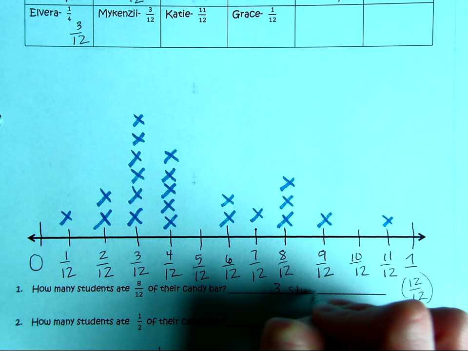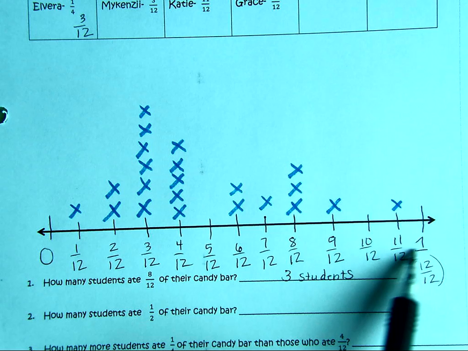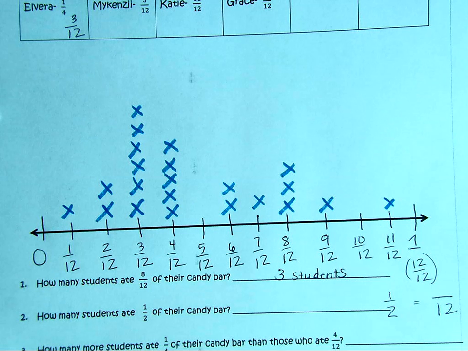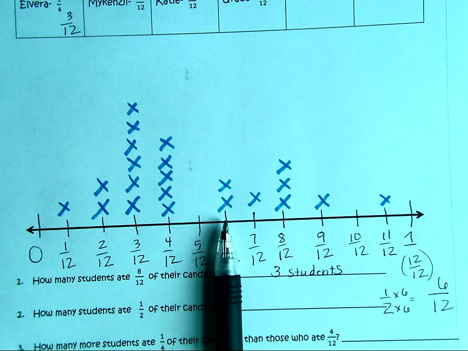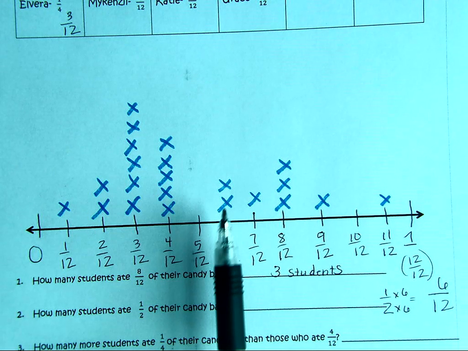Number 2 says, how many students ate 1/2 of their candy bar? So I do not see 1/2 listed as a fraction on my line plot, but I know that I can find the equivalent fraction of 1/2 that will have a denominator of 12. So what do I do to get from 2 to 12? I multiply by 6. 1 times 6 is 6/12. So I'm going to find 6/12 on my line plot, and I know that this is the same thing as having 1/2. And I'll count the number of students represented there by an X. 1, 2 students.